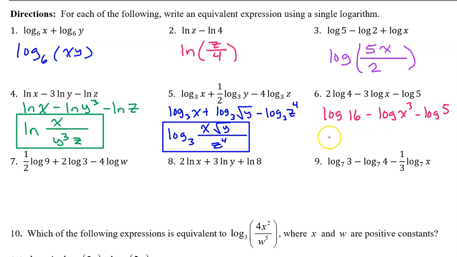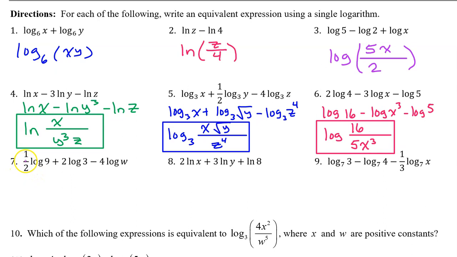Now we can write a single log of a quotient. The first term is positive, so the 16 goes in the numerator. The middle term is negative, so we will have x to the third power in the denominator. The third term is also negative, so the 5 will go in the denominator.